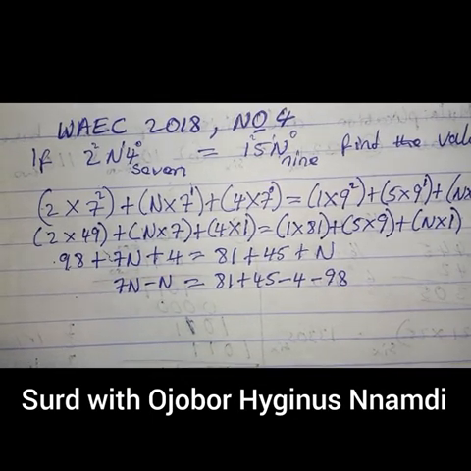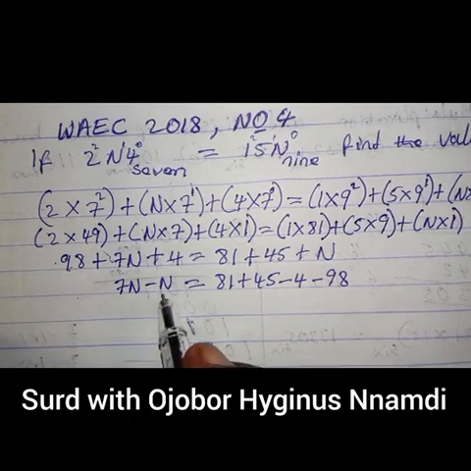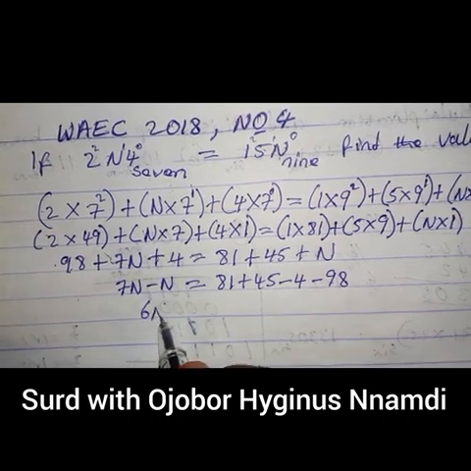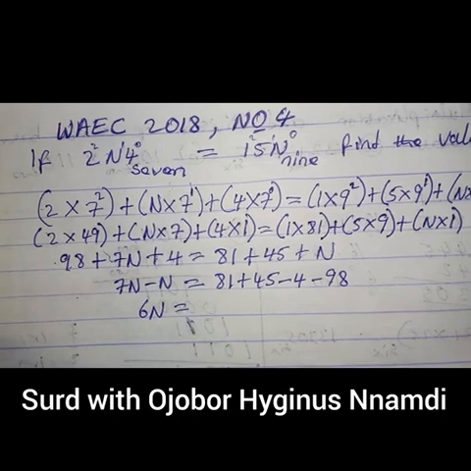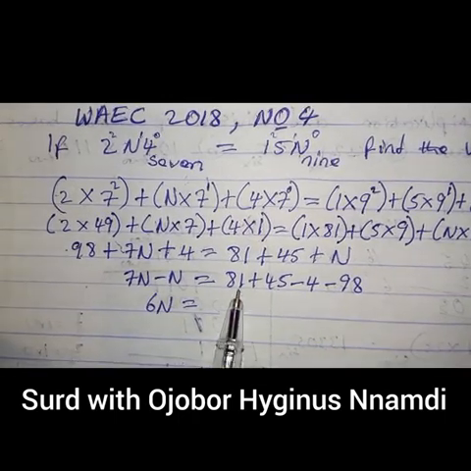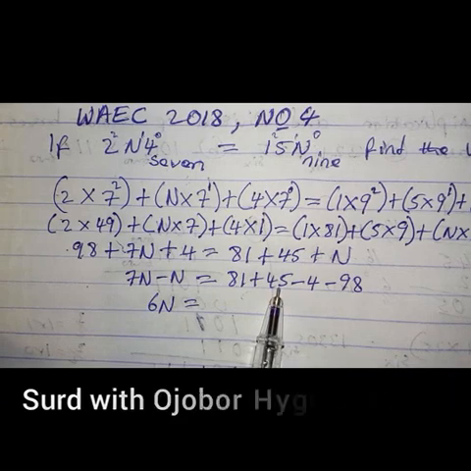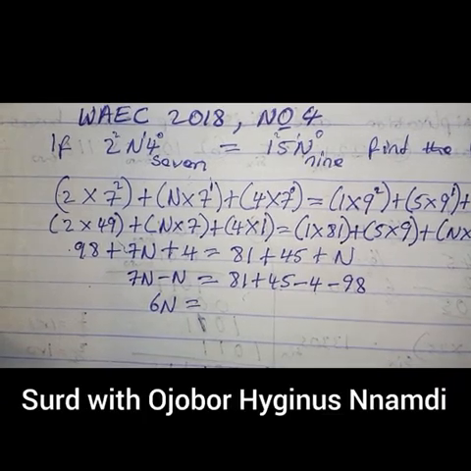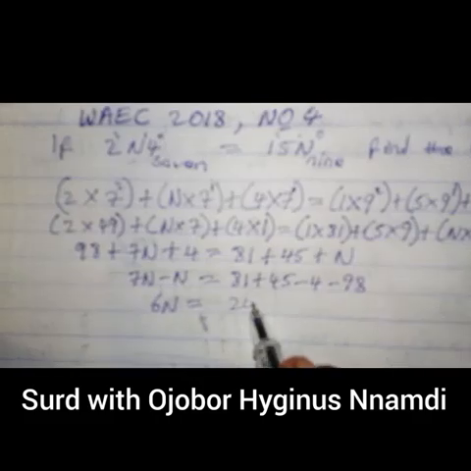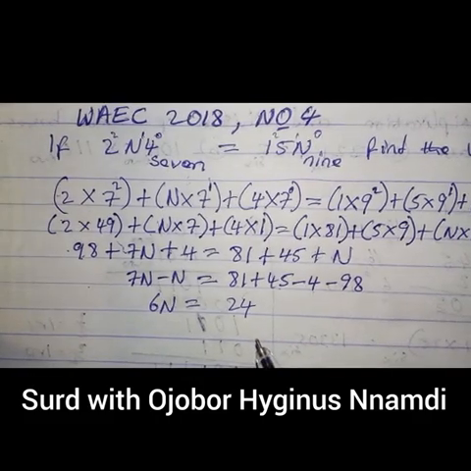And then we simplify further. 7n minus n, we have 6n equals, and when you add 81 to 45 minus 4 minus 98, you will get 24, if you punch your calculator very well.